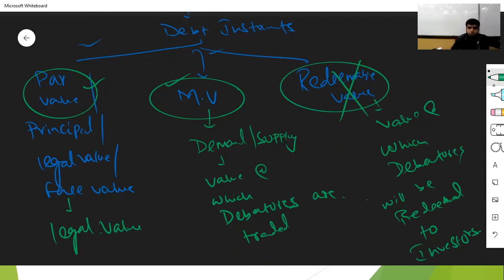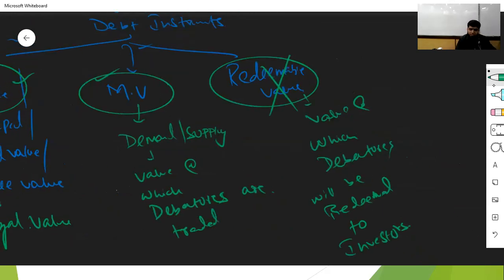Let me summarize, let me be very specific. Market value is the value at which we have bought that debenture. If the debenture's par value is $100 each, and we have bought that debenture for $105 each, it means that $105 is the market value at which we bought that instrument. We purchased that debenture. So market value is the value at which we are purchasing that debenture, or the value at which the debentures are traded in the market. So there are multiple definitions.